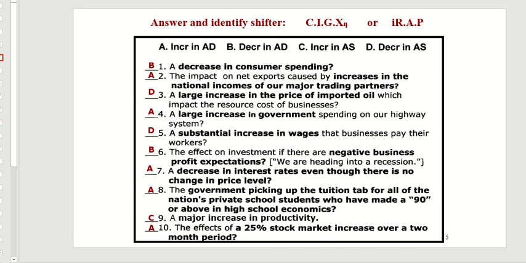So interest rates are low. The price of borrowing money is low. So people are taking out loans to invest in their business or buy large ticket items. Number 8, government spending. Number 9, increase in productivity. That is the P in our IRAP. And number 10, the effects of a 25% stock market increase over a 2-month period. That would increase consumer wealth, which would increase aggregate demand.